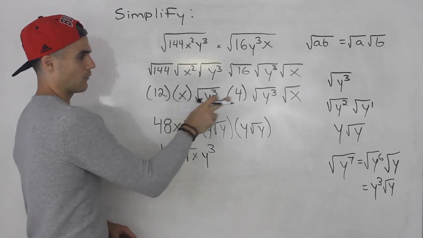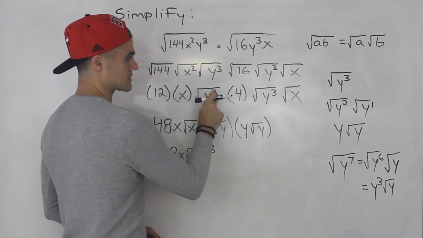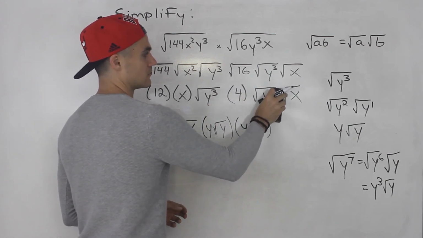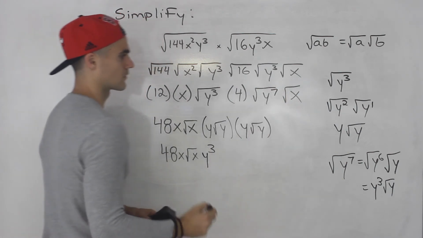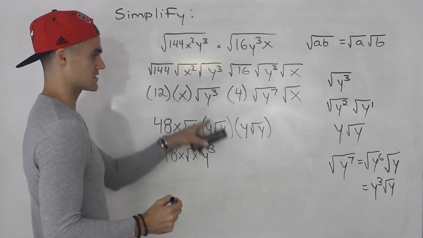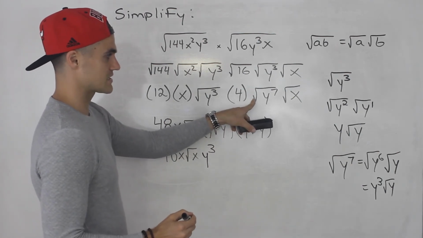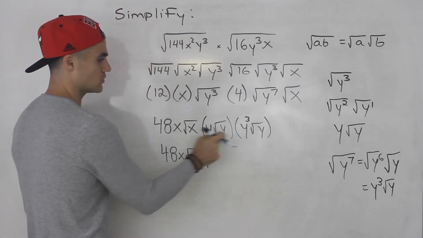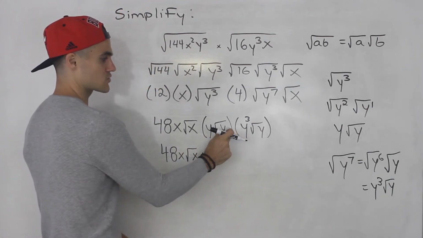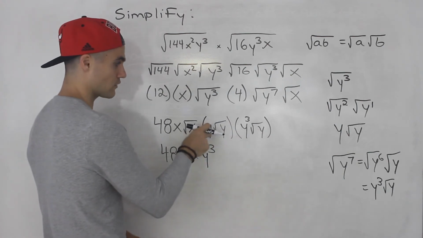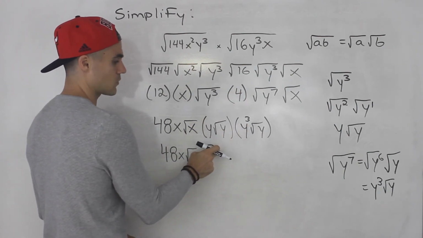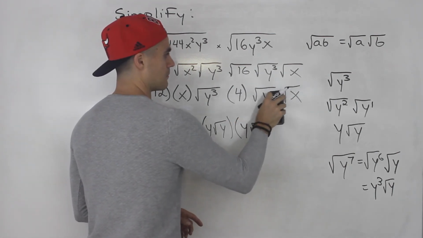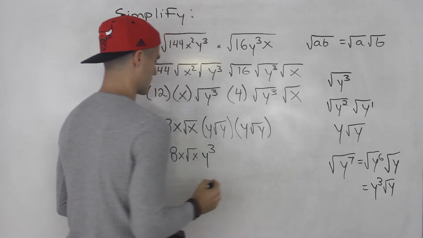But I wanted to mention this because it's not always going to happen that these exponents are going to be the same. Like let's say this was y to the 7. Right? Then it would be a little different. This would simplify to that. But then this would simplify to that. So this would be y cubed square root of y. So then y cubed times y would be y to the 4. Square root of y times square root of y is just y. So y to the 4 times y would just give us y to the 5 here. Okay? Wasn't like that, but thought I would mention it.